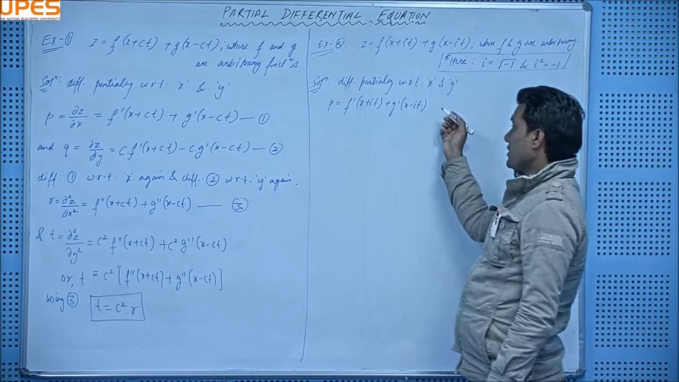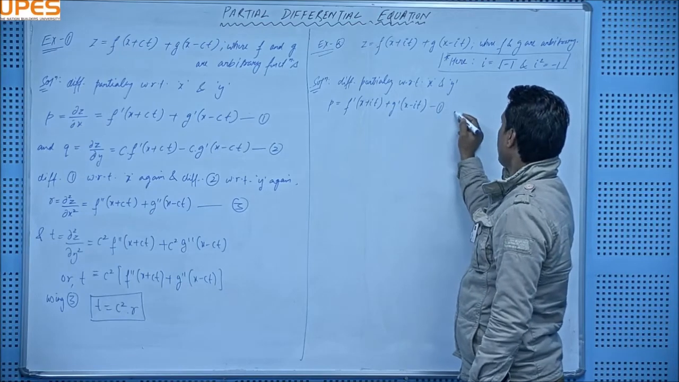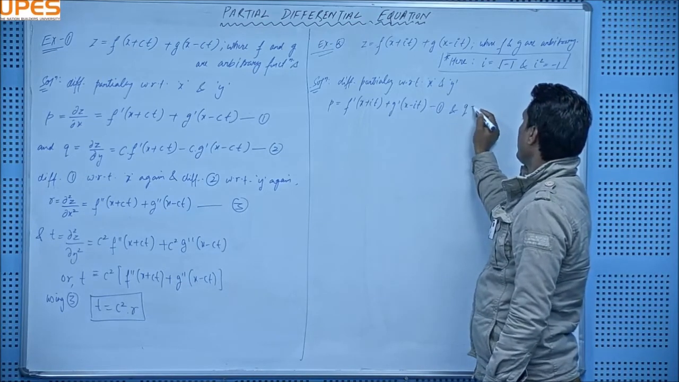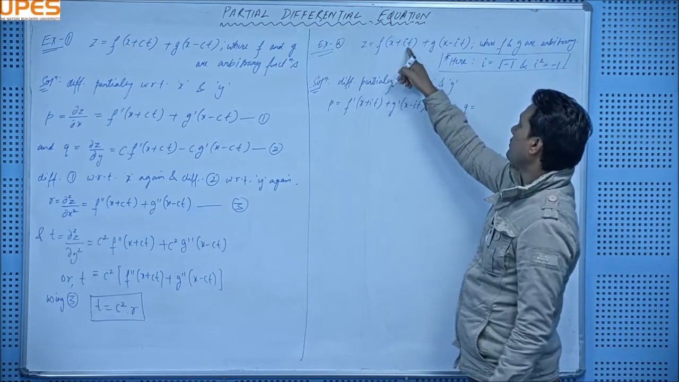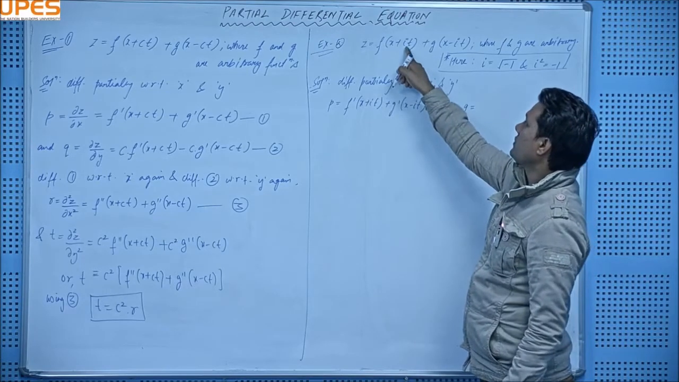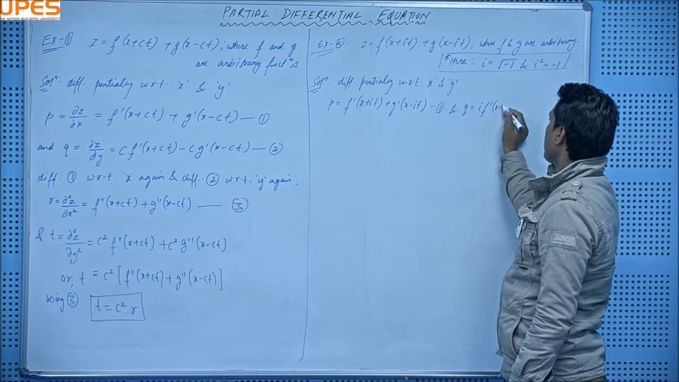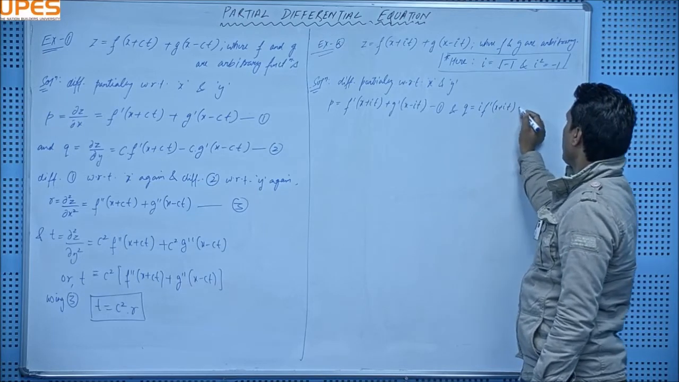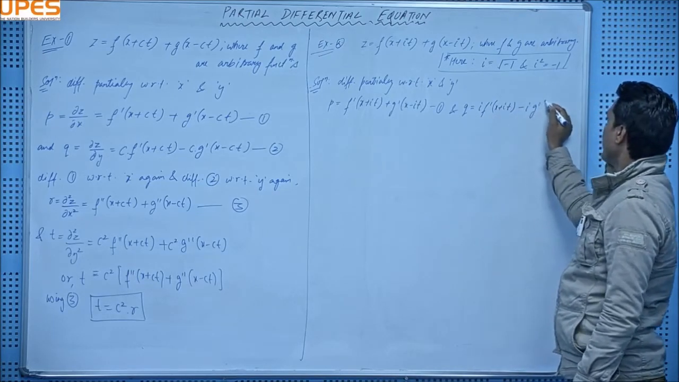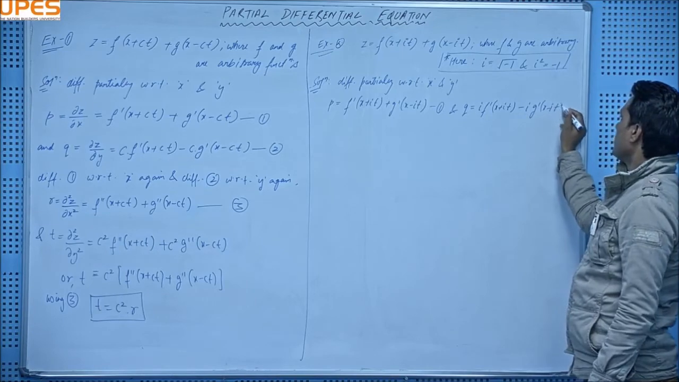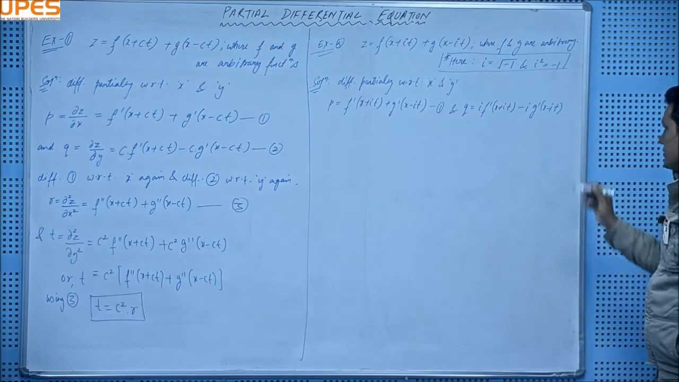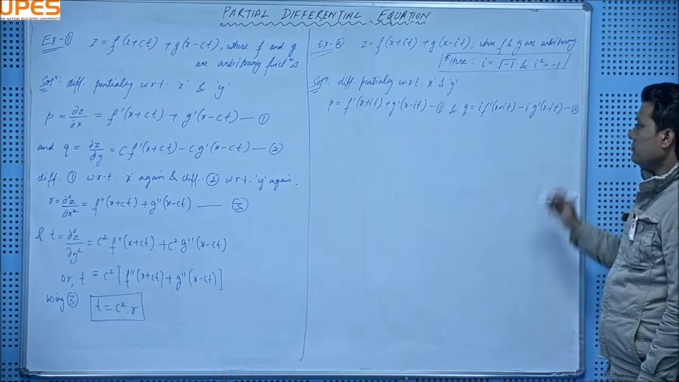Similarly, differentiating with respect to y, that will be q equal to, with respect to t, that will produce iota f dash (x plus iota t) minus iota g dash (x minus iota t). This is equation number 2.